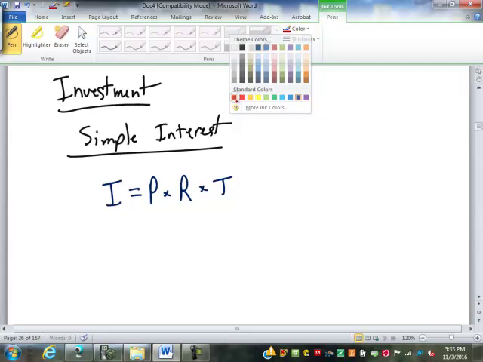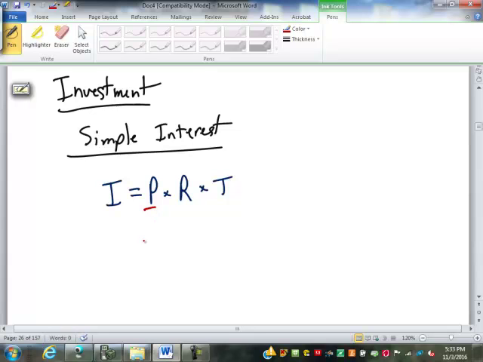The principal is the amount of money you start with. The rate is just your percent as a decimal. And your time is always given in years.